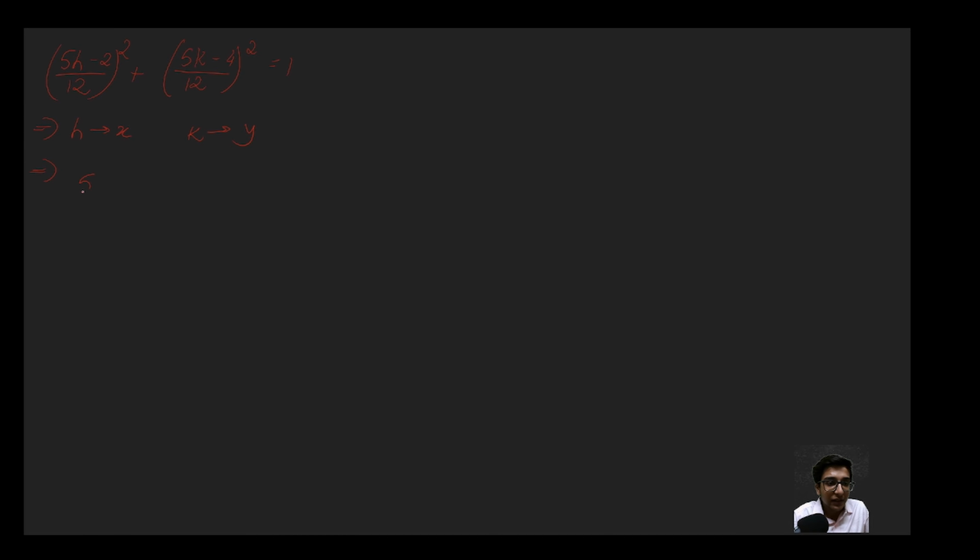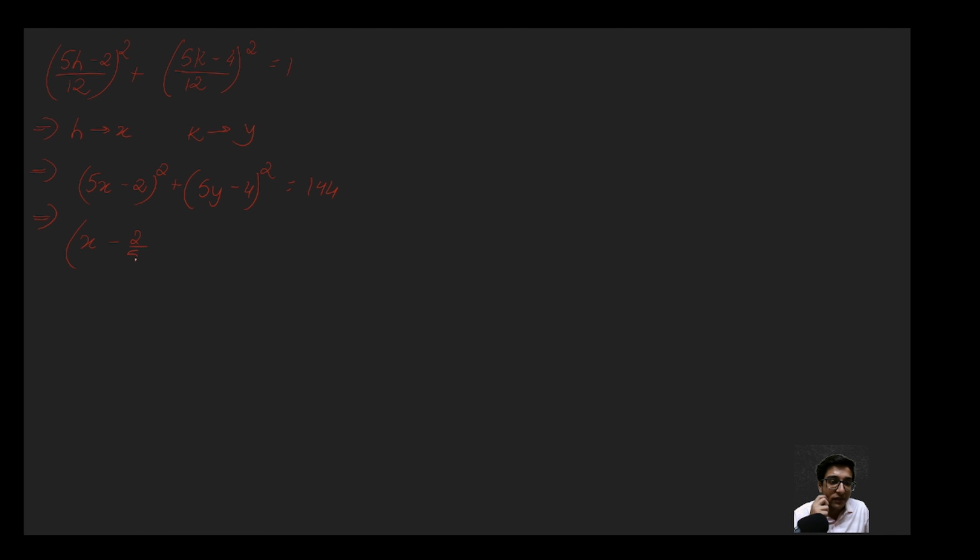What do we get? We get (5x minus 2) whole square plus (5y minus 4) whole square is equal to 144. Let us make the coefficient of x and y 1, so that we will get this in the complete standard form of a circle.